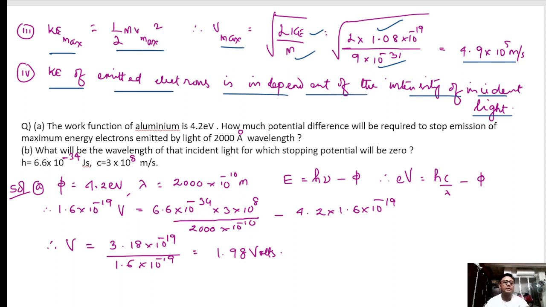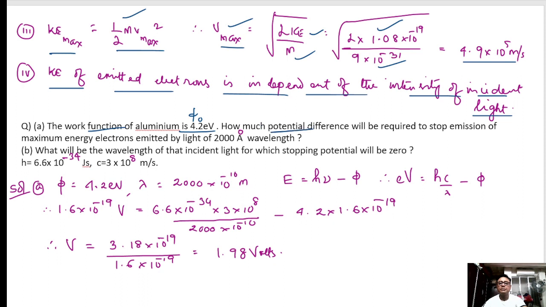Next, as we can see, kinetic energy is equal to half m V max square. So we can find out this, sorry. The work function of aluminium is this. This is phi naught.